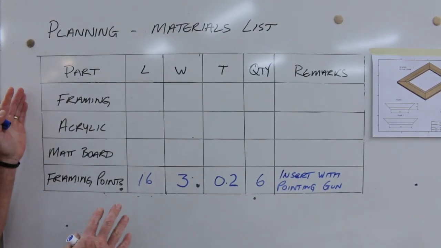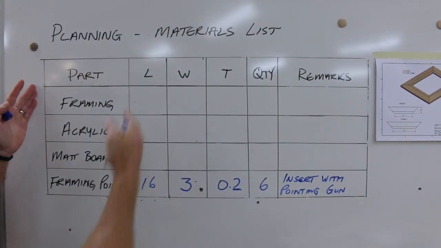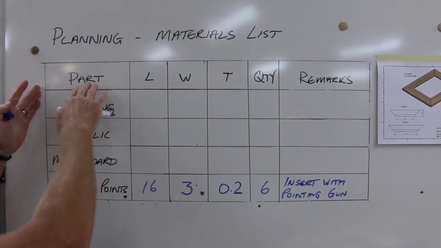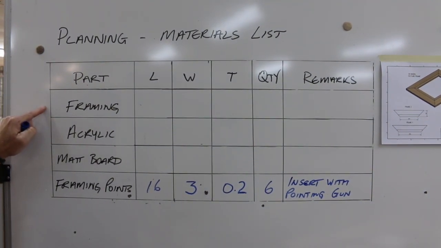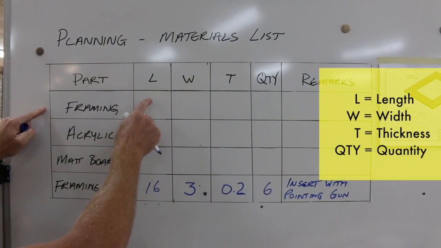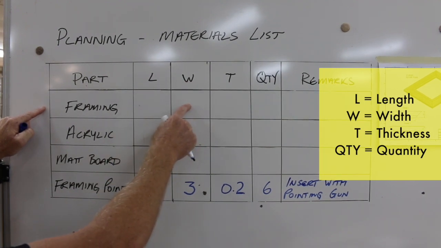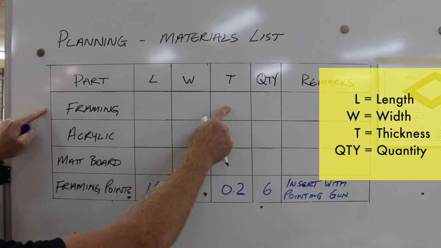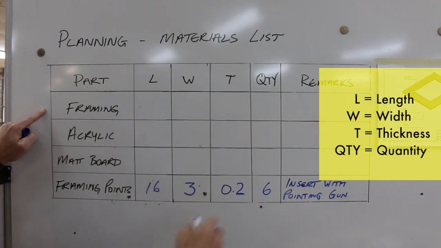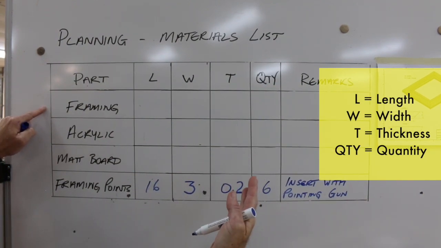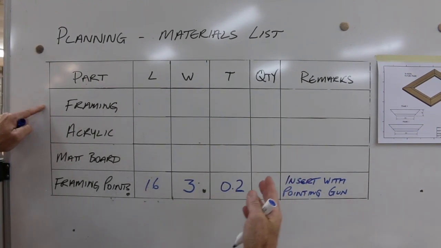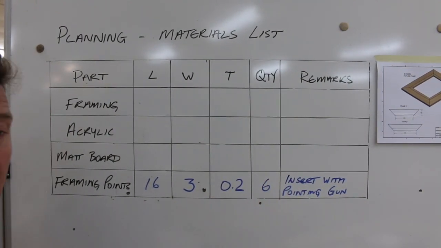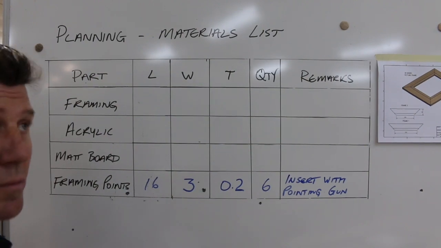So up here on our materials list, we've got a number of columns. We've got the part with the names, so framing member, which we were just talking about, and it's asking for L, W and T. L stands for length, W stands for width, and T stands for thickness. QTY is an abbreviation for quantity, so how many, and remarks, we're talking about in there what's happening to that piece of timber perhaps later on.